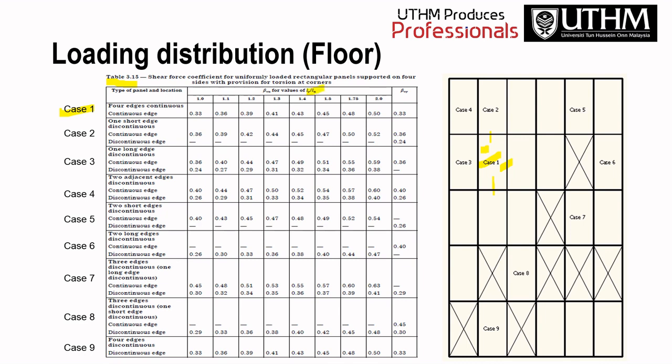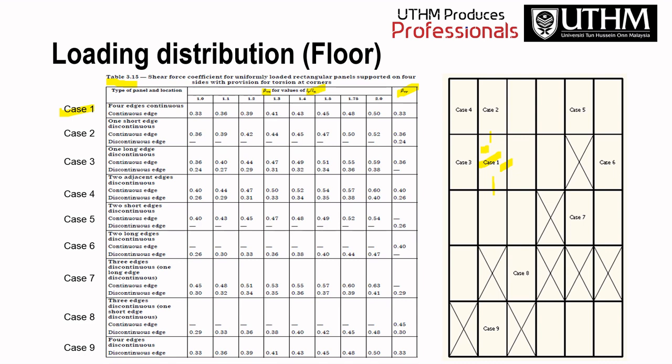So you calculate Ly over Lx, and if it is 1, then you refer to this row, if 1.2, then this one, and so on up to 2.0. If greater than 2.0, then it is a one-way span, because a two-way slab has Ly over Lx less than 2.0. And then beta vy is this value. So this is beta vx and this is beta vy.